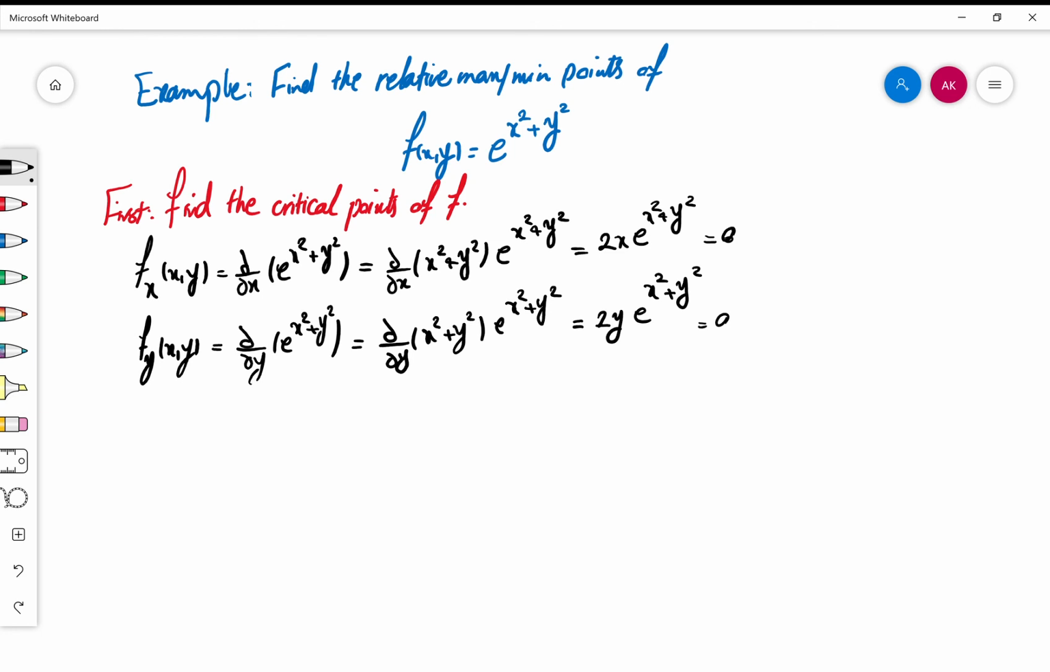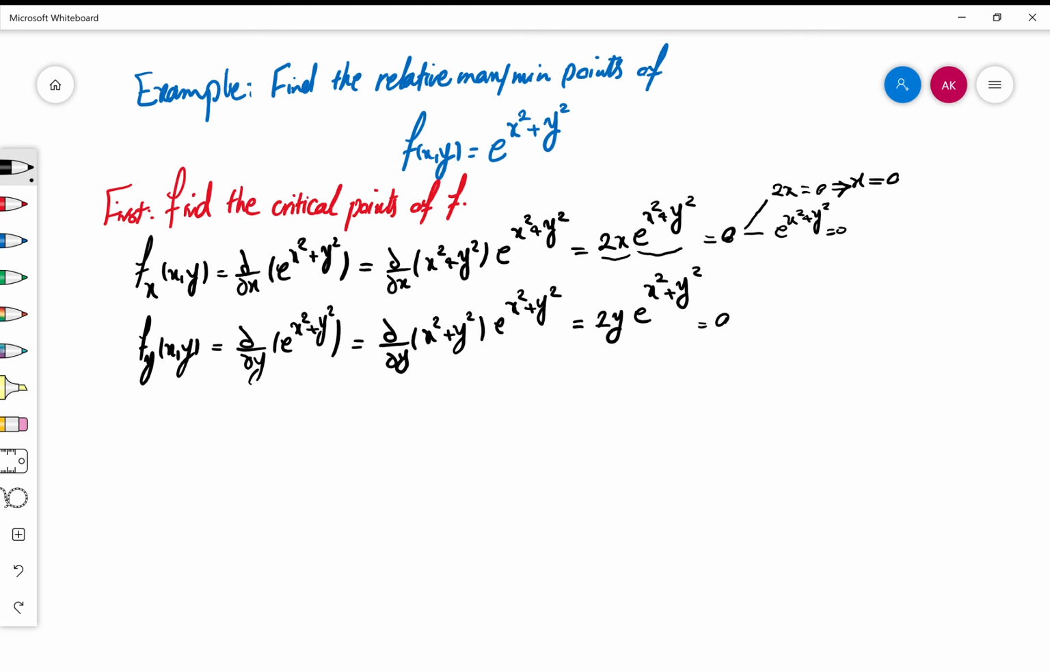Well, okay, so what you have to notice here is that there are two different kinds of arguments you can apply. The one I like is that there are two factors here, 2x multiplied by e to the power x squared plus y squared, and they are supposed to be equal to 0. That means that either 2x needs to be equal to 0 or e to the power x squared plus y squared needs to be 0. But 2x being equal to 0 means that x needs to be equal to 0.